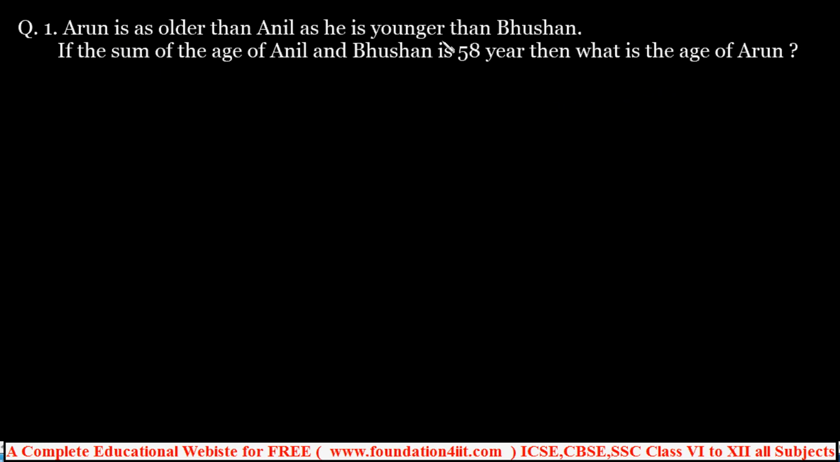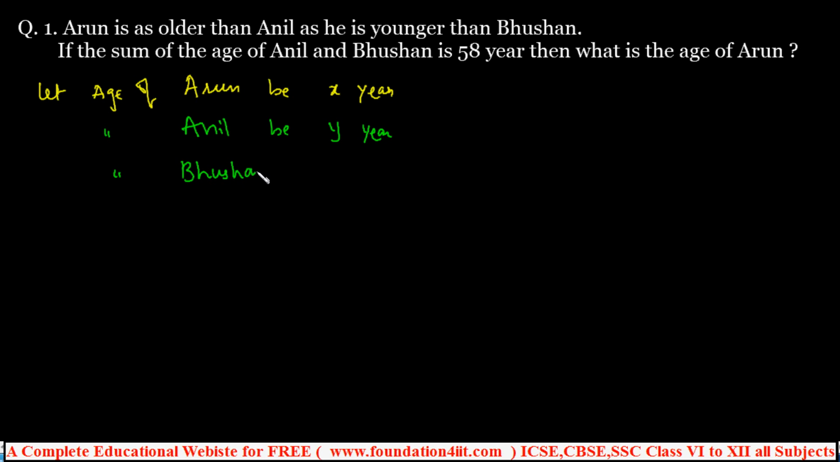This is about the ages of Arun, Anil and Bhushan. So let us take the age of Arun to be x years. To make it clear, let me take x, y, z. The age of Arun be x years, the age of Anil be, let's take, y years, and the age of Bhushan let be z years. Let me take this x, y, z.